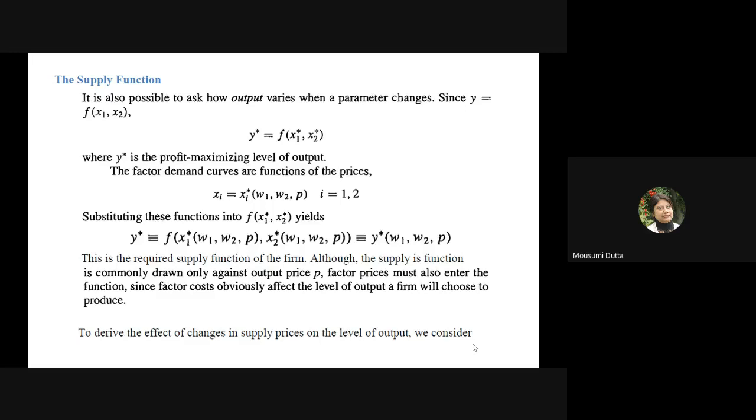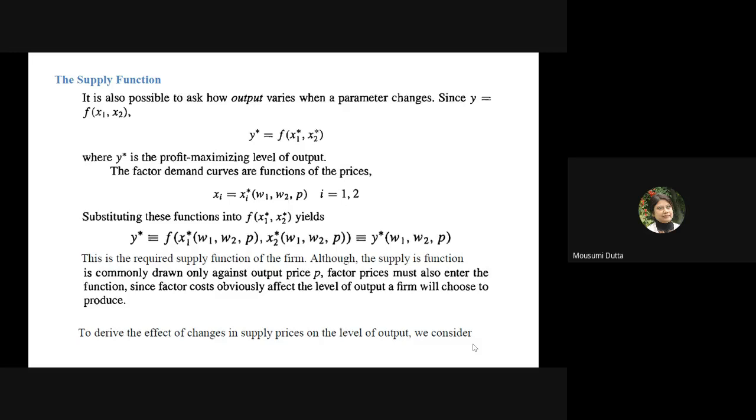So y star will be equal to a function of x1 star and x2 star, where y star is the profit maximizing level of output. Actually, you did one mathematical exercise where you derived the values of L star, K star, and putting these values, you got Q star, I think. That kind of mathematical exercise we are talking about here.